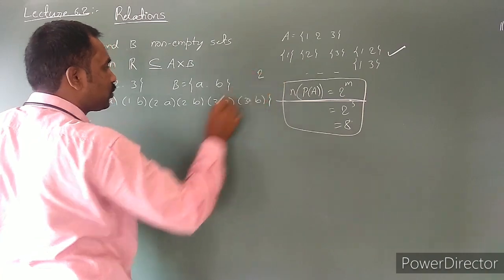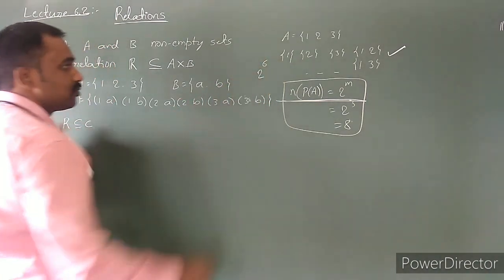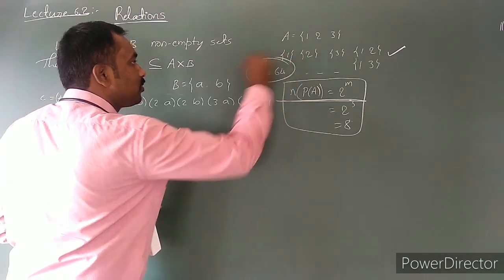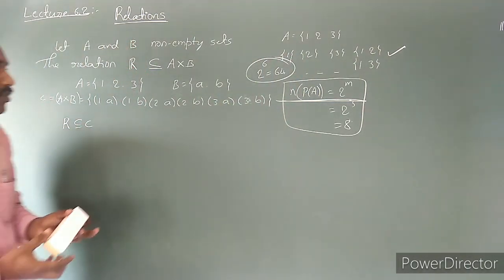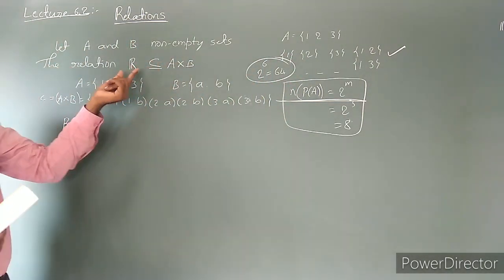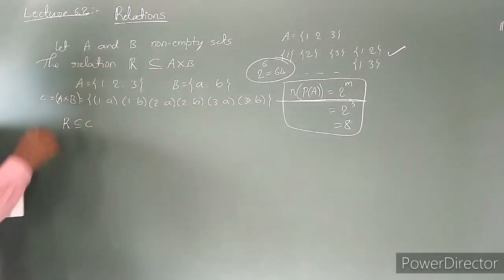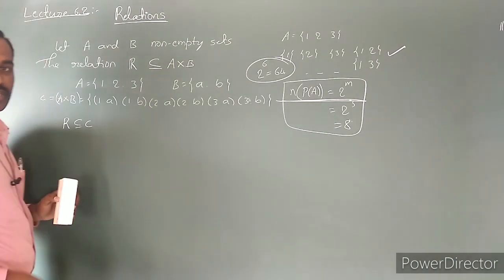So how many subsets can we write? We can write 2 power 6. What is 2 power 6? 64. 64 subsets we can write. All those 64 subsets are relations. 64 relations. Is that clear? We will come to know the number of relations later.